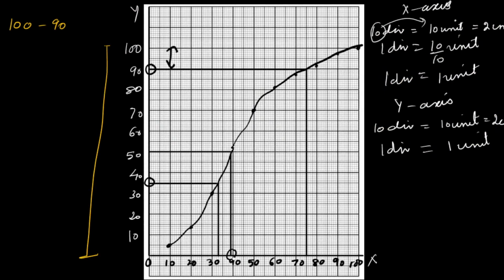See here, from 75 we have drawn one line to the curve. From the point where this line is meeting, we have drawn a horizontal line which meets the y-axis. Same with 33 also we did. So the median we got on the x-axis, and the number of students both times we got on the y-axis. So I hope this is clear. Let's do the last question.